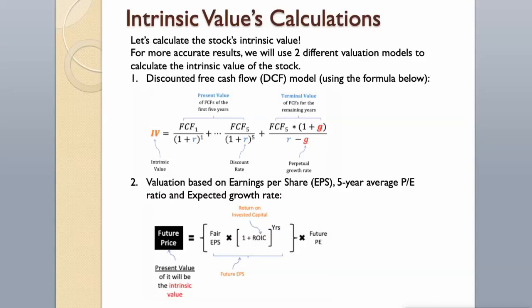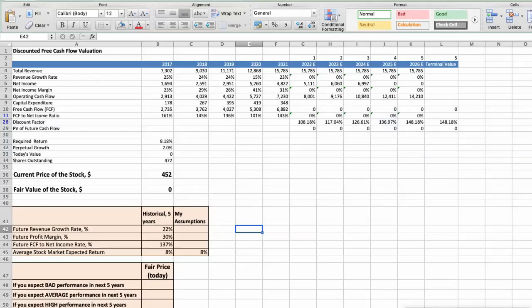For more accurate results, we will use two different valuation models to calculate the intrinsic value of the stock. Discounted free cash flow model, using the formula below, then, valuation based on earnings per share, 5-year average P/E ratio and expected growth rate. First model, discounted free cash flow valuation.